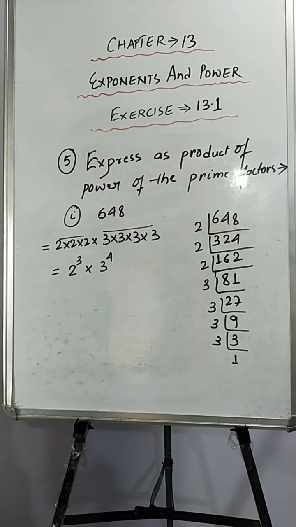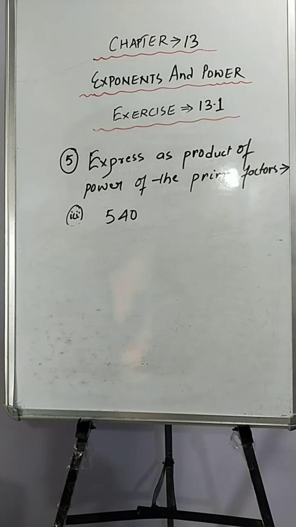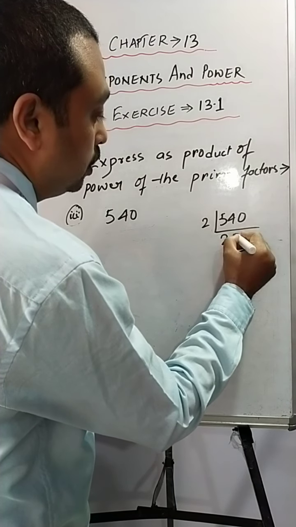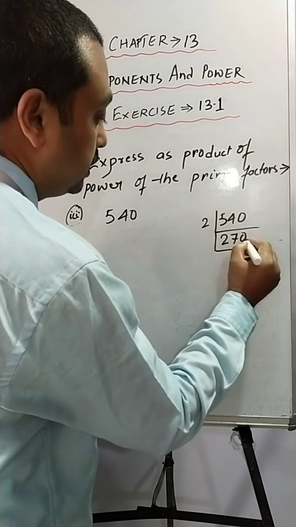Now let's move on to sum number 3. Sum number 3 we have 540. So again we have to do the prime factorization of 540. So it is divisible by 2. That would be 270. Now again this is divisible by 2.